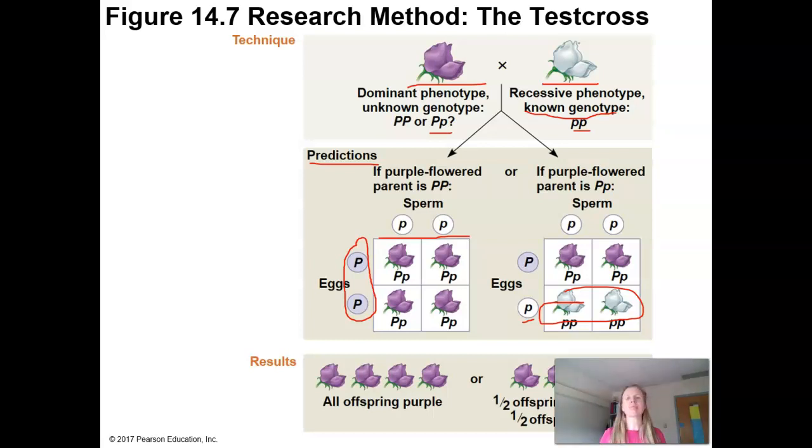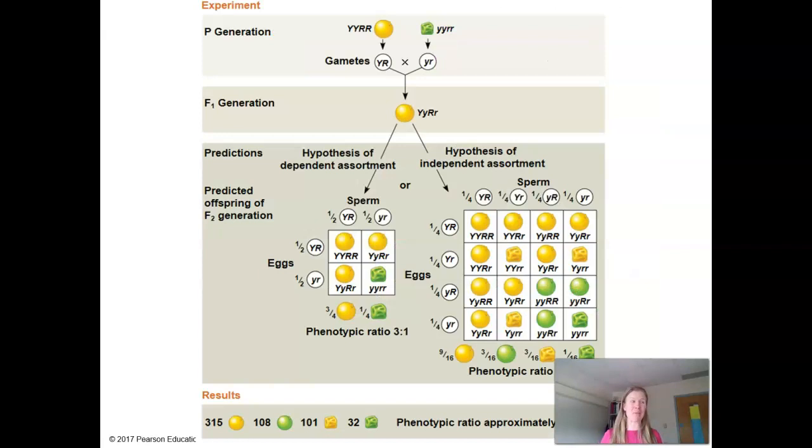Okay. Now, this can get more complicated, and it will for us, right? So a lot of like that purple flower experiment that we're looking at is what's called a monohybrid cross, where you just have a single character that's being crossed, right?